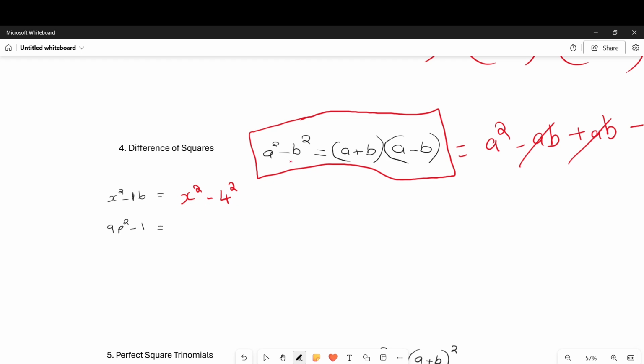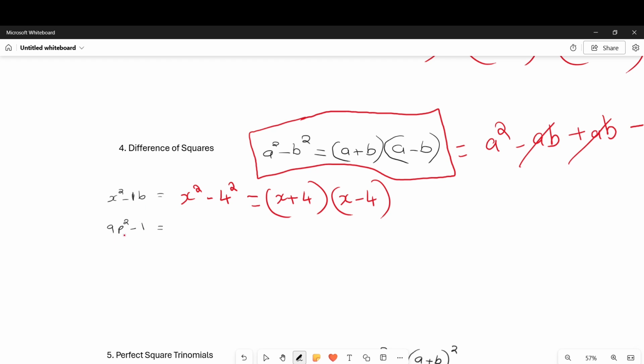So the same rule applies here. What is here? A square minus b square. So what are a and b here? A is x and b is 4. So we can simply write x plus 4 and x minus 4 as the factors of this expression.